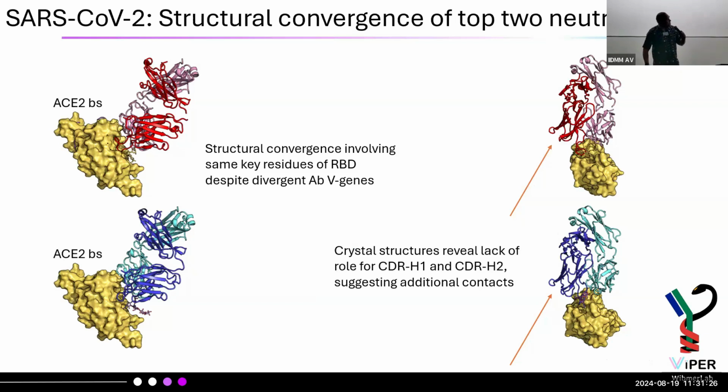And so we started with two crystal structures. These are crystal structures of the two most broad antibodies, E4 and C4, bound to RBD in yellow. The first really interesting point was that these are unrelated antibodies. They come from different V genes. They were differentially elicited during this infection, and yet they're binding to the exact same epitope.